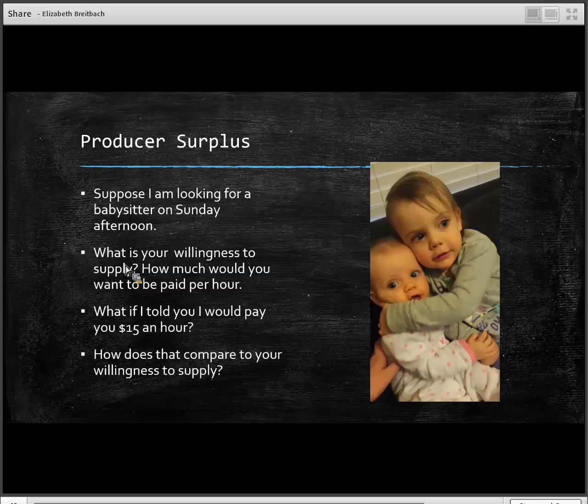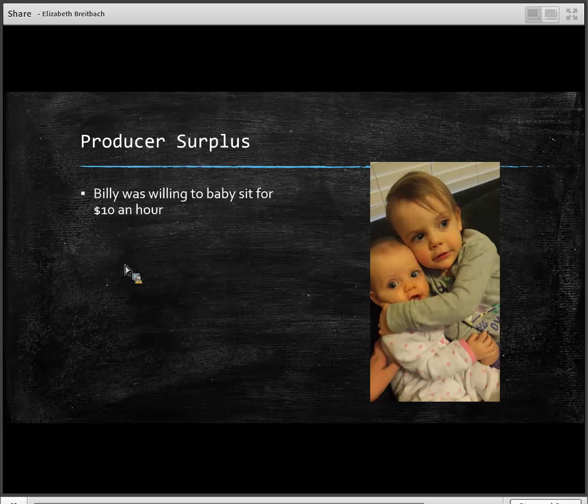All right, so going back to that example that we did in class where I asked you what was your willingness to supply, how much would you want to be paid per hour to babysit my kids? And so what if I told you I would pay you $15 an hour? How does that compare? And so again, some of you might not be in the market. That's not important. But I think Billy was willing to babysit for $10 an hour. I was willing to pay him $15, but he was going to do it for $10. Right? And so his willingness to supply is $10 an hour.